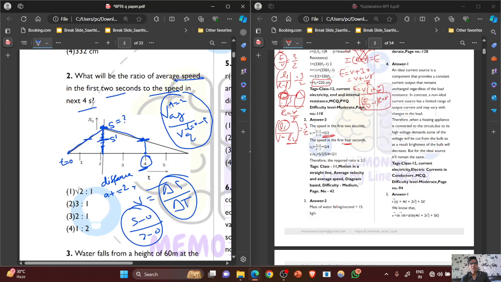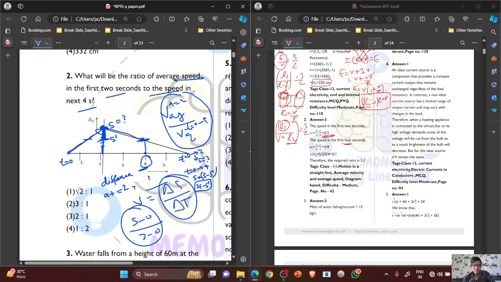So at t equals 0 to 2 seconds, the distance will be this value s, which we don't know, and for t equals 0 to 4 seconds, the distance will be s plus this value, s plus s minus s dash, meaning 2s minus s dash. This is your distance. So we need to understand.